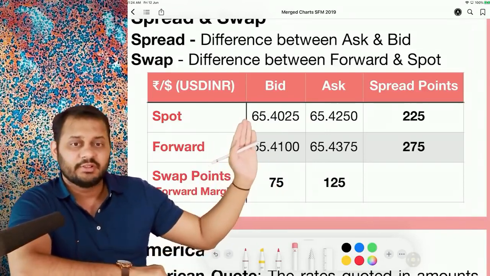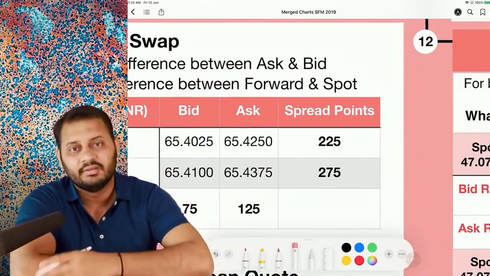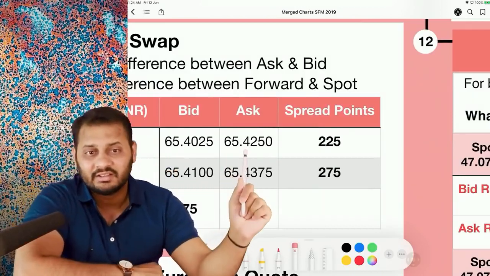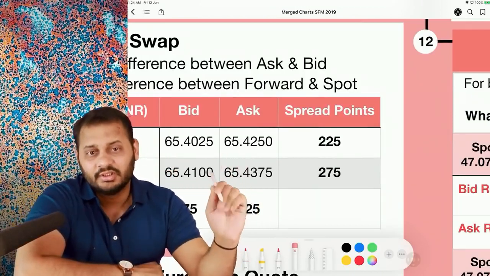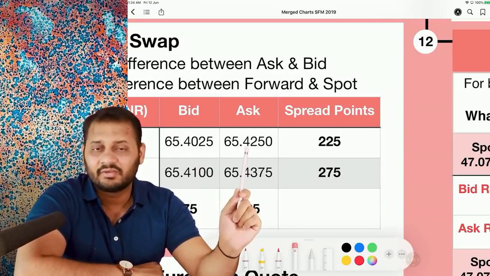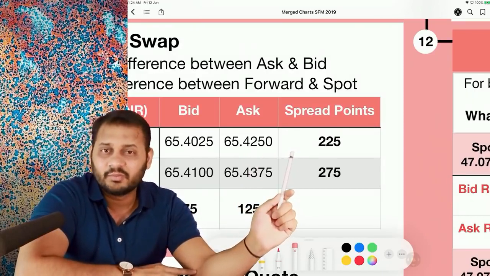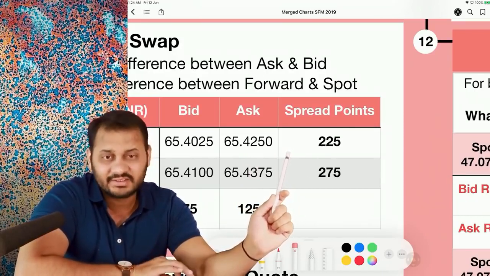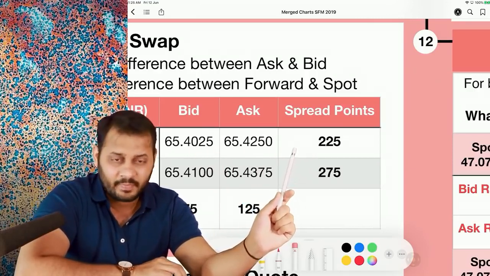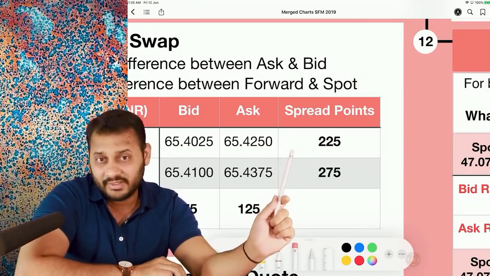Now the difference between bid and ask is called the spread point. This is the profit of the bank in buying $1 and selling that dollar to the customer. So the bank will buy $1 from the customer at this rate and sell that $1 to some other customer at this rate. And the difference will be the profit of the bank, because the bank is there to do the business of currency. They will earn something. So those 225 points are the spread points.